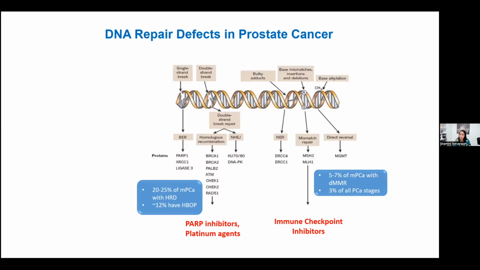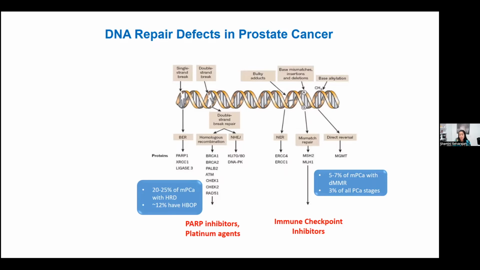And these are the ones where, if your tumor has one of these alterations, it may be responsive to PARP inhibition or platinum agents. About 20 to 25% of men who have metastatic prostate cancer have HRD defects, homologous recombination defects. And about half of them actually have these alterations in their germline, meaning they are inherited. We call that hereditary breast ovarian prostate cancer syndrome, also called King syndrome.